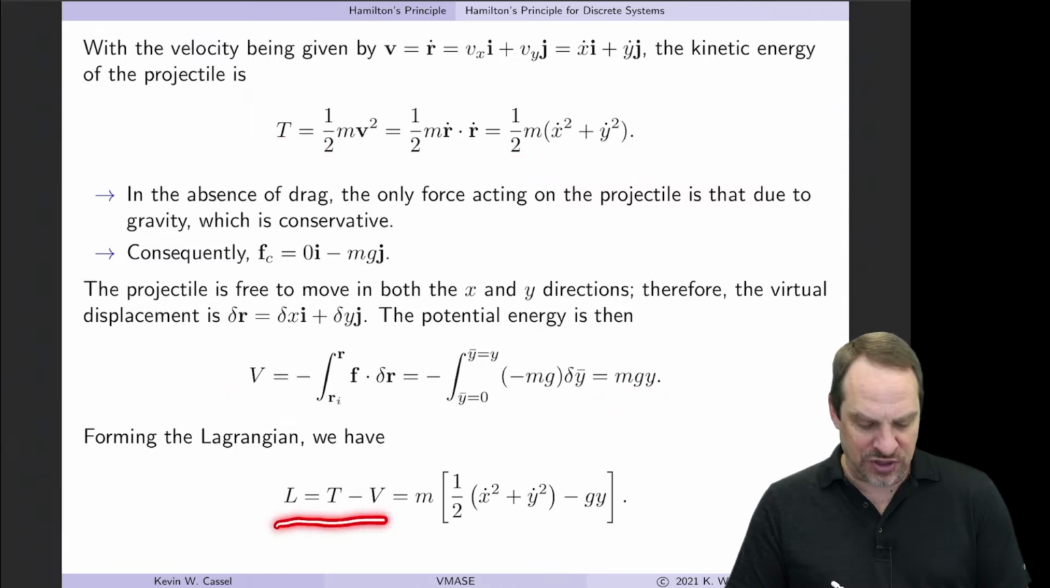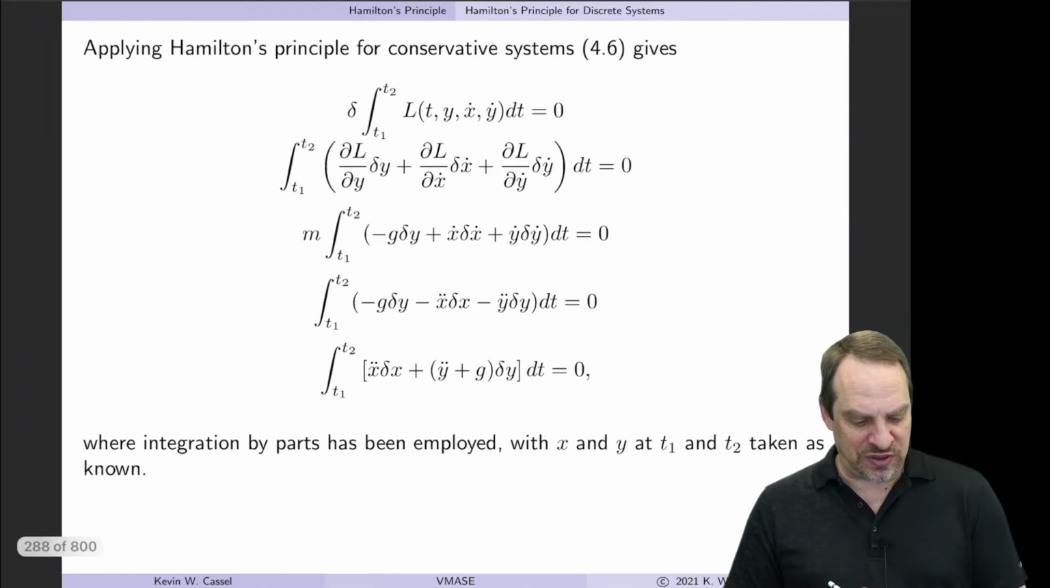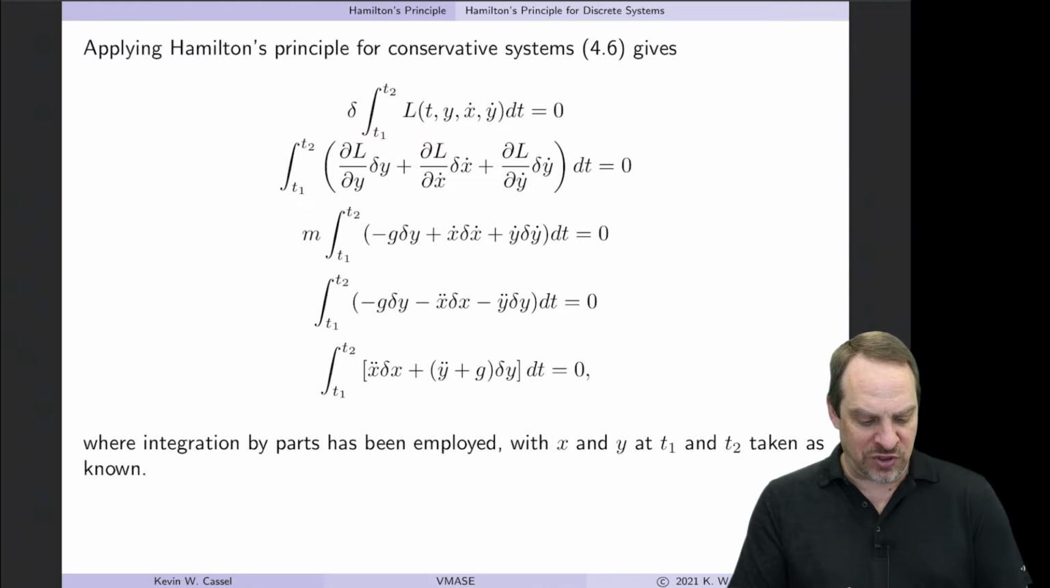So then the Lagrangian is T minus V. So that's the mass times the quantity 1/2 times the quantity x dot squared plus y dot squared minus g times y. That is L. So the rest of this now is basically plug and chug. I have the variation of the integral of L is equal to 0. In this particular case, L involves the independent variable t, the y position, the x velocity, and the y velocity.